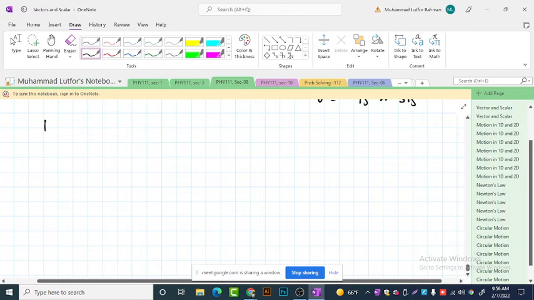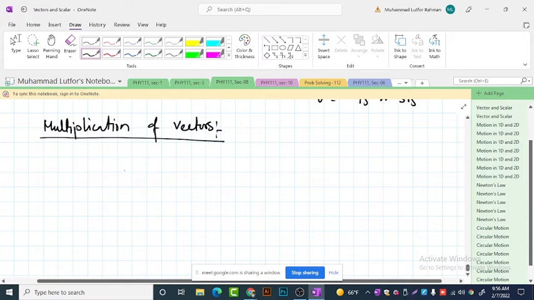All right, let's talk about the multiplication of vectors. There are two ways we can do the multiplication of vectors.